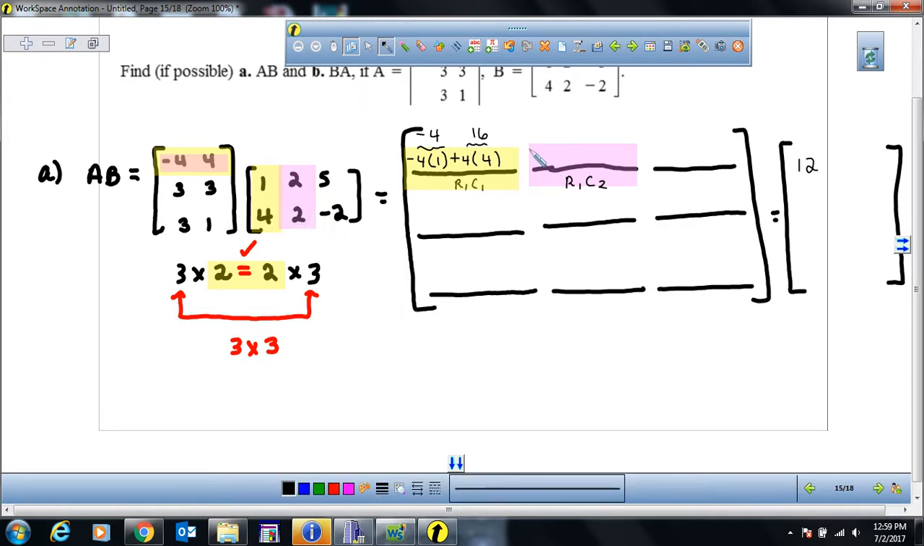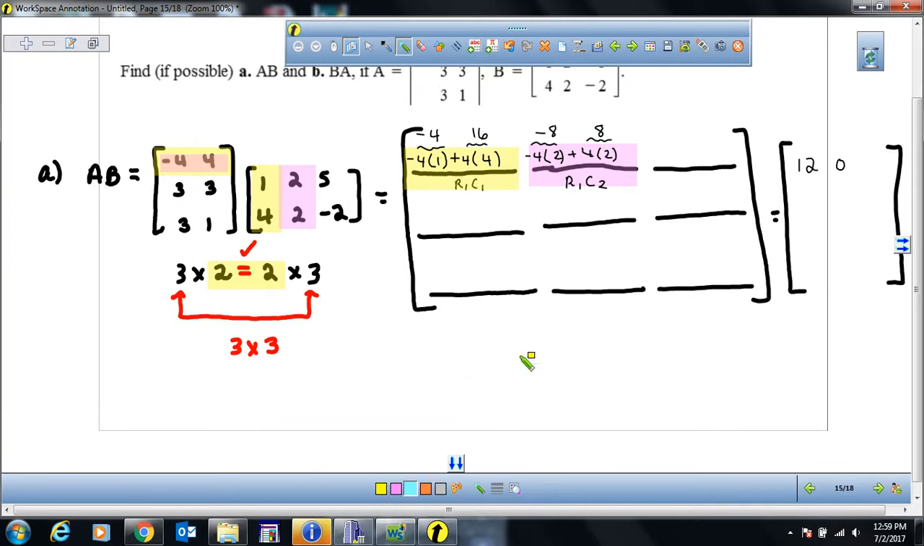And you multiply them in the same order. The first times the first value, the second times the second, and then you add the results again. The -4 times 2 plus the 4 times the 2. So this is going to give us a -8 plus a +8, which is going to give me a 0.